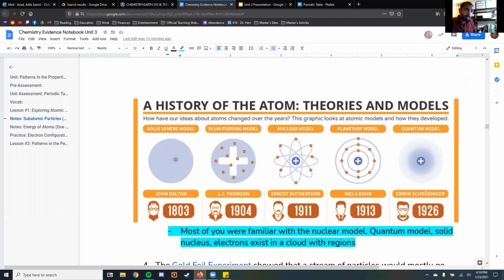Like the first model, it's a solid sphere. Like the second model, there's a positive center here. Like the third model, we have electrons in orbit around the nucleus, but we have regions now. Electrons are more likely to be found in that darker blue region and less likely to be found the farther you go out. So we combined aspects of each of these models into our final quantum model.